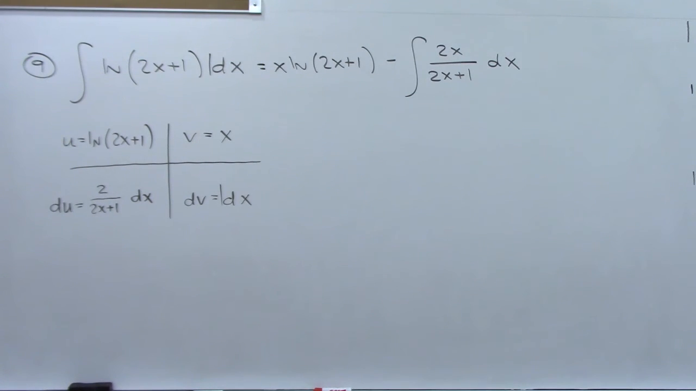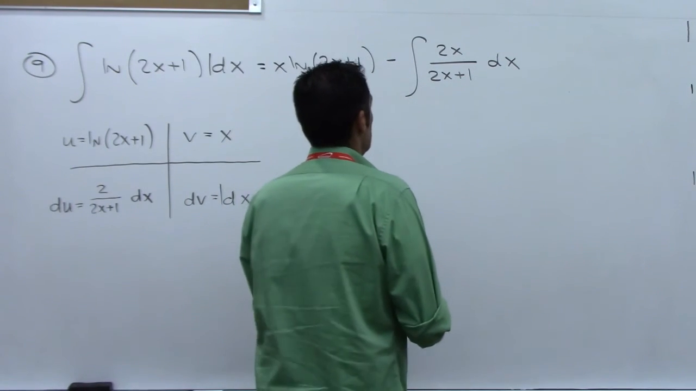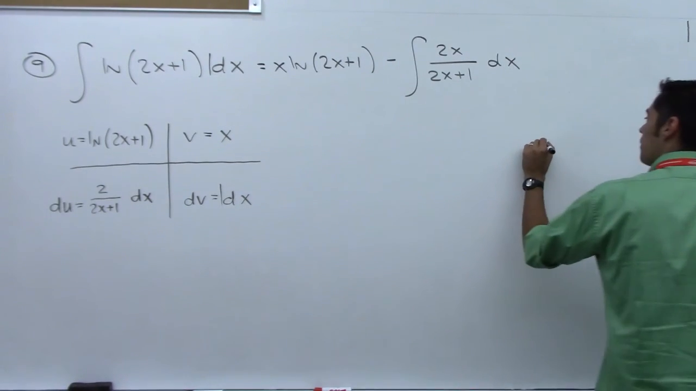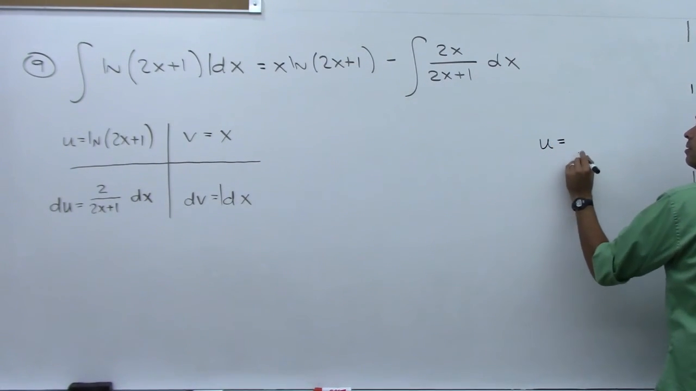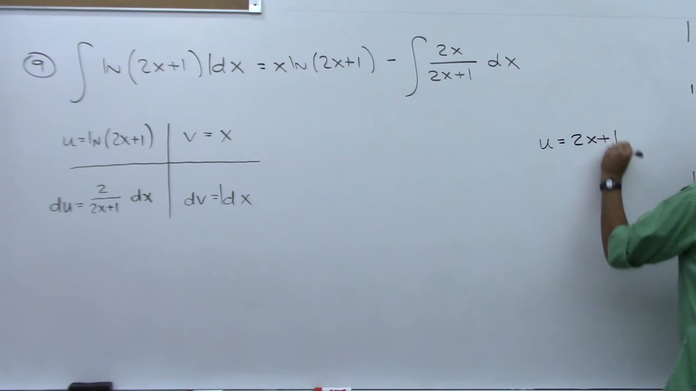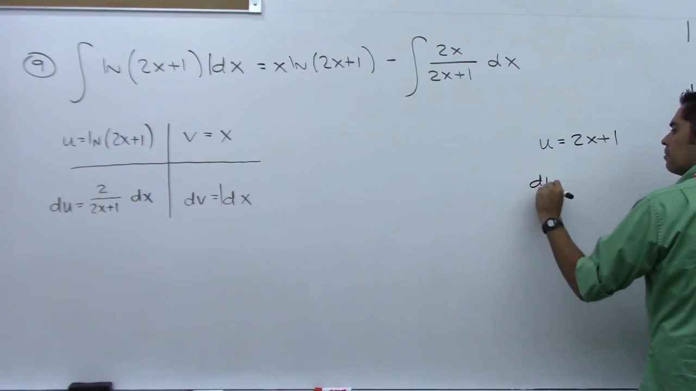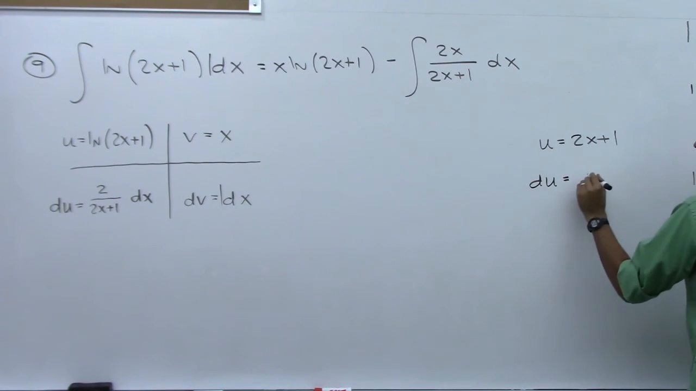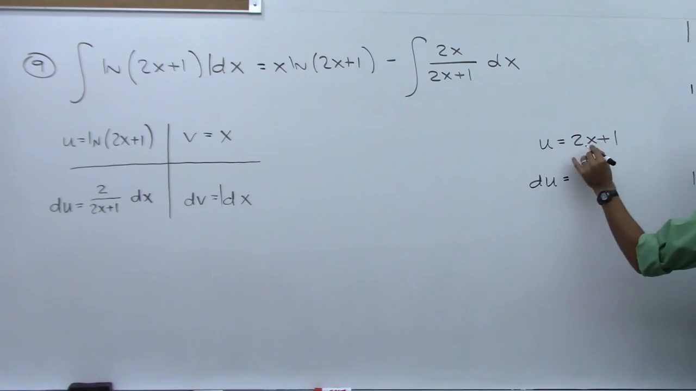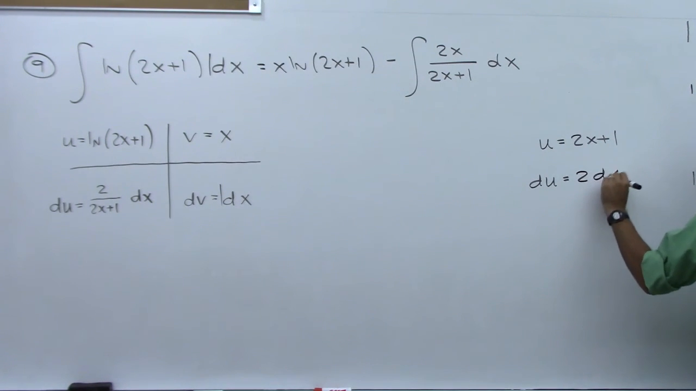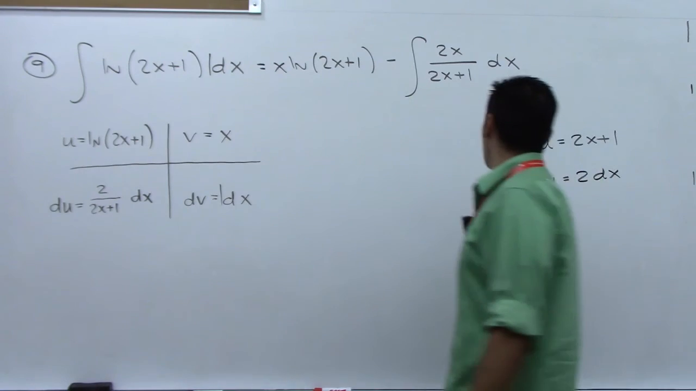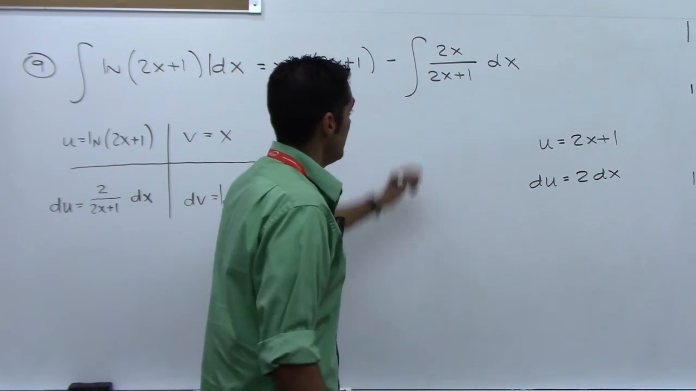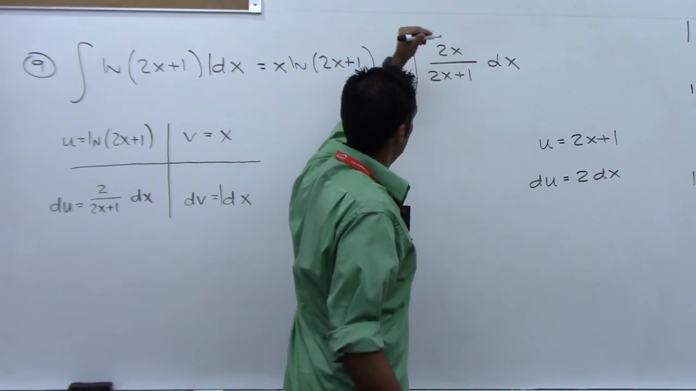So you can't split that up into two fractions, but I believe we can do a basic substitution here. Let's let u be equal to the whole bottom. Then the derivative of that is just the derivative of the top, which is just 2 dx. Now we don't have a 2 dx, we have a 2x dx.